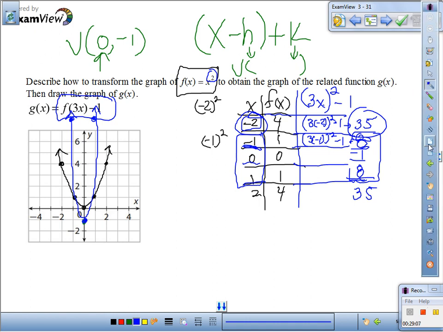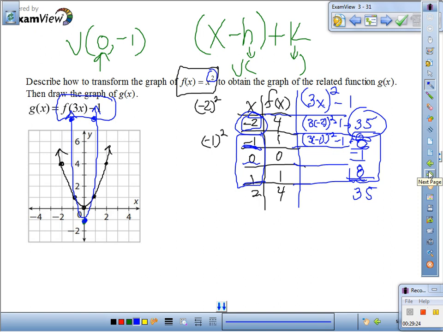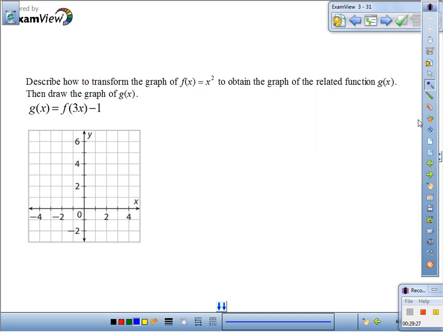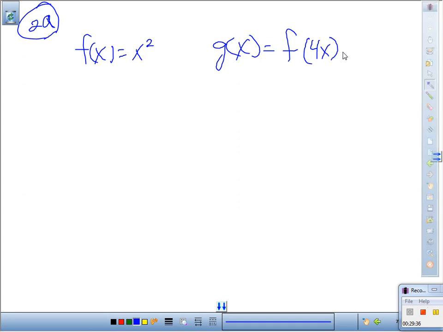All right. On your blank sheet of paper, write this down. F of x equals x squared. This is number 2q. And we want to do, let's see, this previous one was, okay. We're going to do g of x equals f of 4x minus, give me a number, 2.